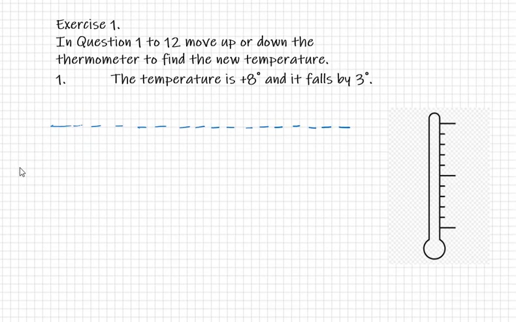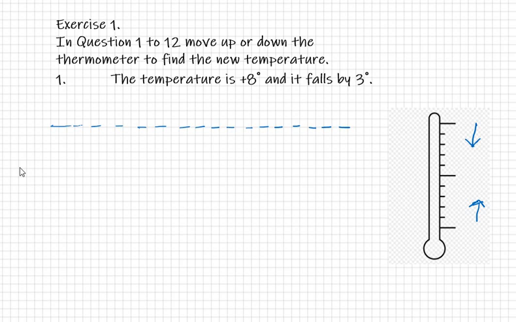Yes friends, we skipped the exercise last time. So exercise number 1, this exercise is related to the negative numbers. In this exercise, in questions number 1 to 12, move up or down the thermometer to find the new temperature. So this is our thermometer. Move up or down, increase or fall, decrease, and find the new temperature.